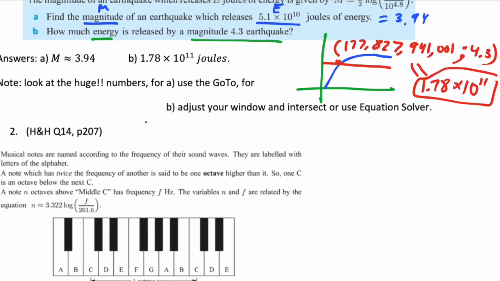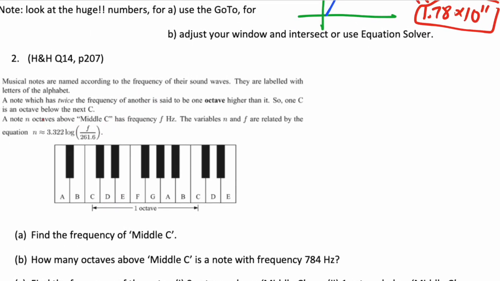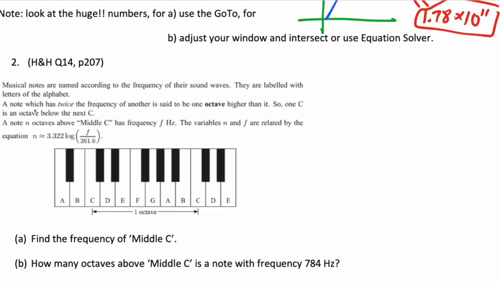Okay, so also musical notes are on a log scale as well. You can see a note which is twice the frequency of another is said to be 1 octave higher. So one C is an octave below the next C. A note n octaves above middle C has frequency f. The variables n and f are related by the equation n equals this here.